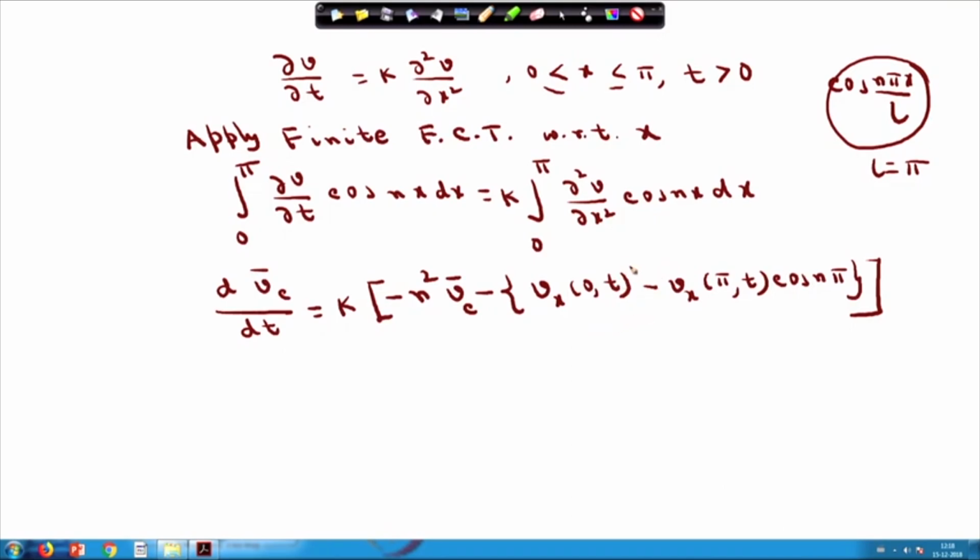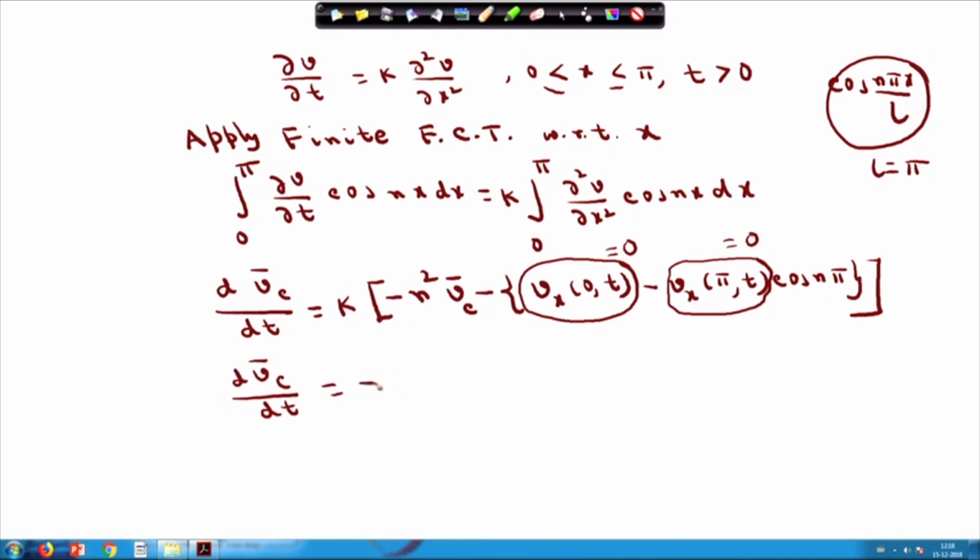Again, from the given problem, the value of v_x(0, t) is equal to 0 and the value of v_x(pi, t) is also 0, because del v del x equals 0 at x equals 0 and x equals pi. So, the second term entirely will vanish, and you can write d v bar c dt equals minus k n square into v bar c.